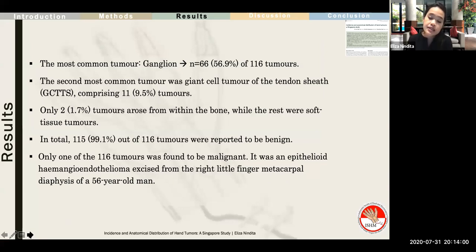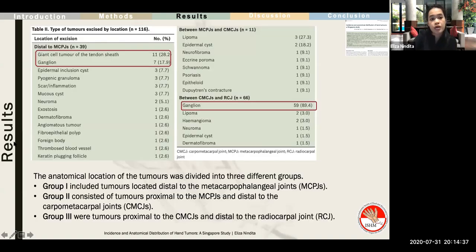As the results from the table show, the most common tumor is the ganglion, with 66 tumors out of 116 tumors. And the second would be the giant cell tumor of the tendon sheath, the GCTTs, comprising 9.5% of the 116 tumors. And out of 116, there are only 2 that arose from the bone, while the rest were soft tissue tumors. That was, sorry, I will get back to the table.